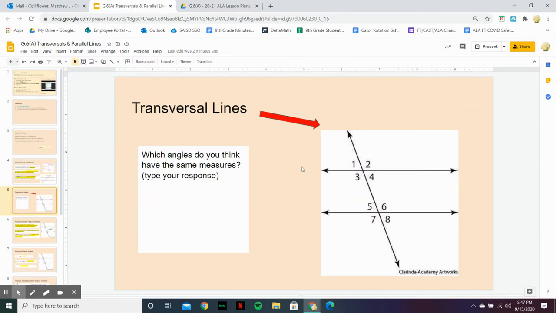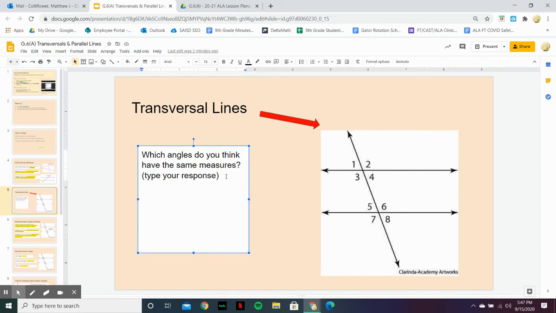So here is an example of two parallel lines. We have one line here and one line here that are parallel to each other. And we have a transversal cutting through it.